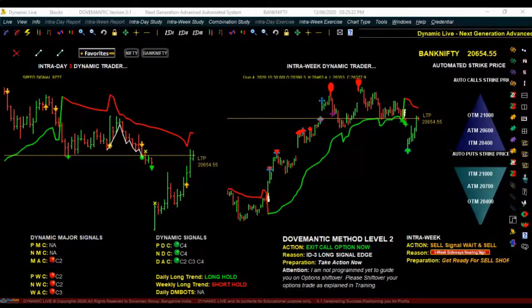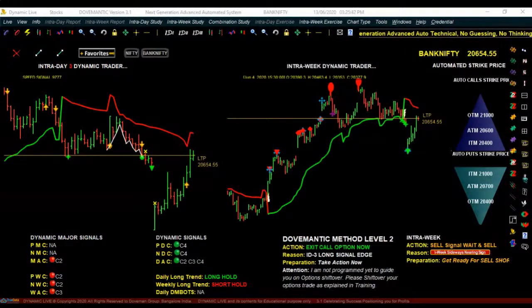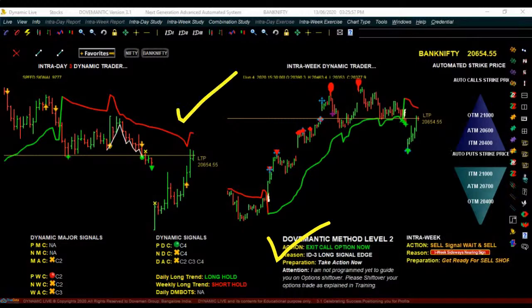Now when you start implementing the second step, when that also becomes a habit, you will start thinking, is there anything more that we can do to increase the returns? In such a case, that is when we will go on to the third and final step. If you have understood the second step, then the third step is very, very easy. Whenever the action tells you to buy a call option or a put option, before you do the trade, check the intraday 3 long signal, check the intra-week long signal to see if they both are supporting or not. And also check one more thing, the third one, that is the dynamic system.